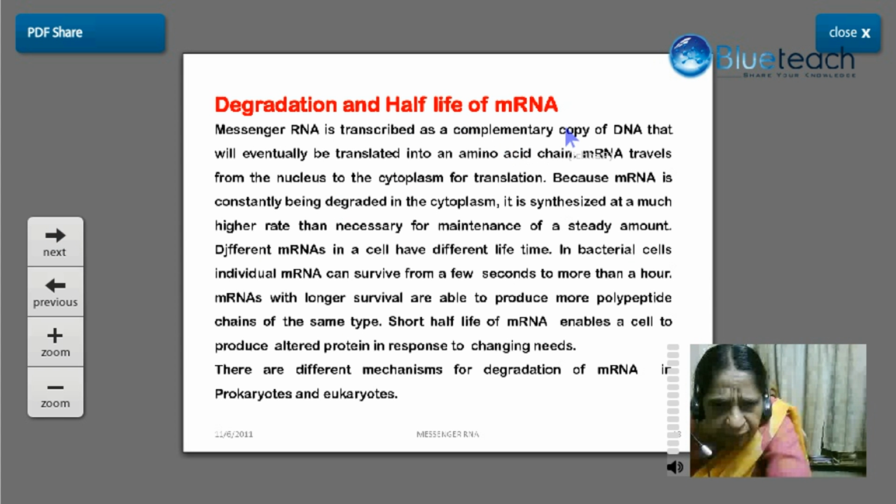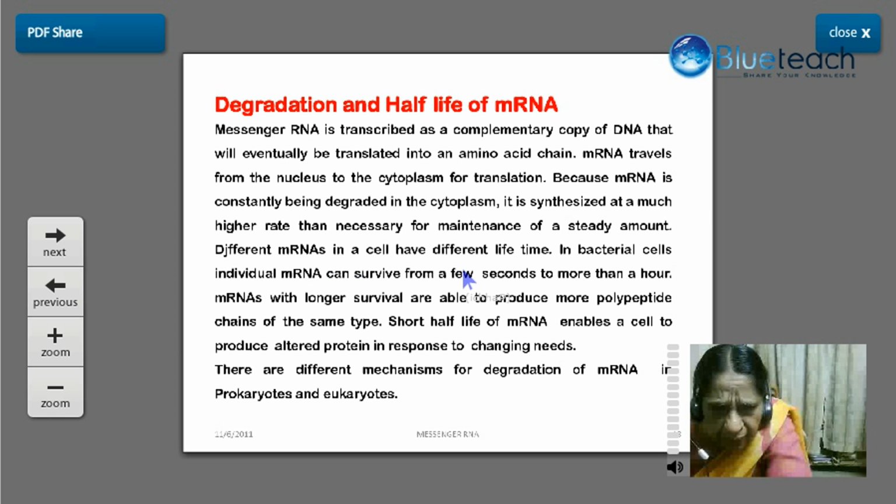Degradation and half-life of messenger RNA. We know that messenger RNA is short-lived. Messenger RNA is transcribed as a complementary copy of DNA that eventually translates a polypeptide chain. Messenger RNA travels from nucleus to cytoplasm for translation. Because messenger RNA is constantly being degraded in the cytoplasm, it is synthesized at a much higher rate than necessary for maintenance of a steady amount.